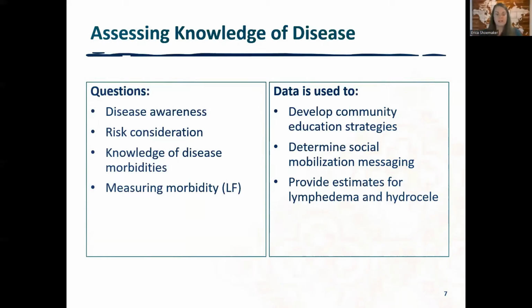When we have a better understanding of a community's awareness and knowledge around the disease, we can determine if we need to develop better community education strategies or outreach, determine social mobilization messaging that addresses gaps in knowledge, and for LF, help to provide estimates for hydrocele and lymphedema in an area.